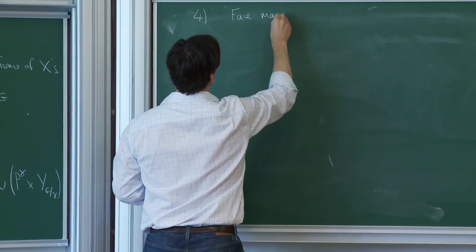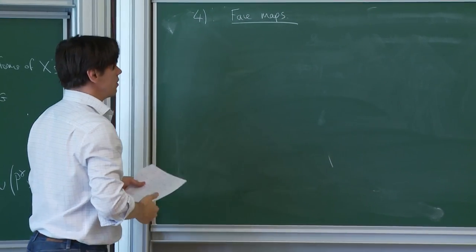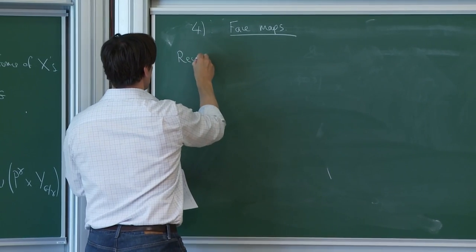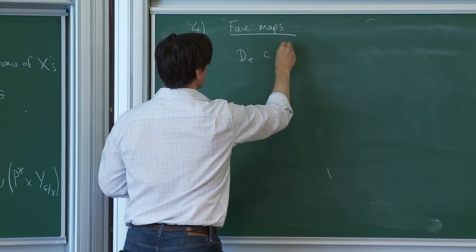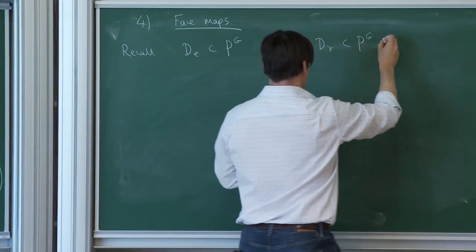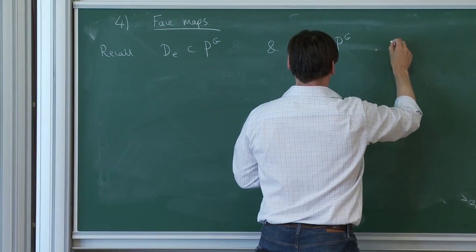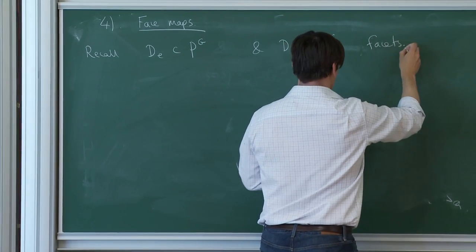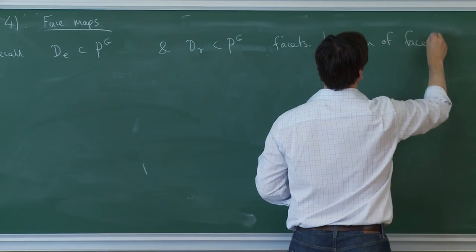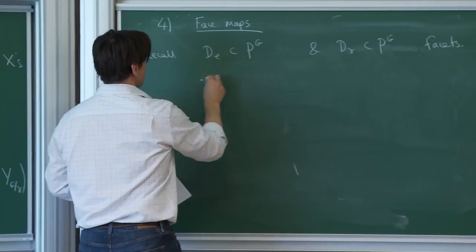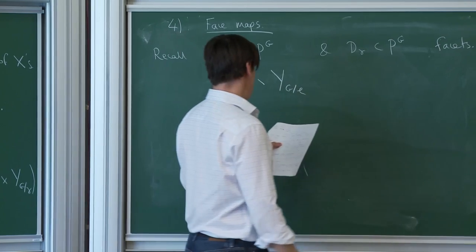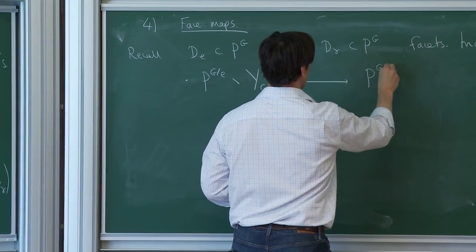So I call these face maps. And we're going to define relations between motivic periods for different graphs. So recall that we had D_E contained in P_G and D_gamma, these facets, and we have the inclusion, there's a morphism which is inclusion of facets, or more generally faces, but let's look at facets. So the complement of the graph hypersurface in each facet can be embedded into the big space because it's part of the boundary.